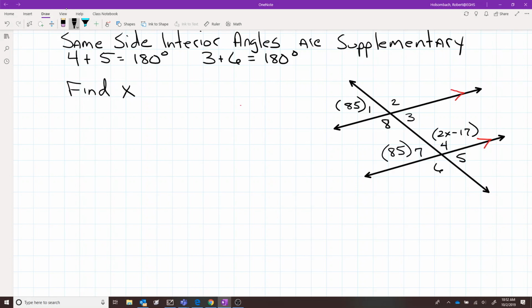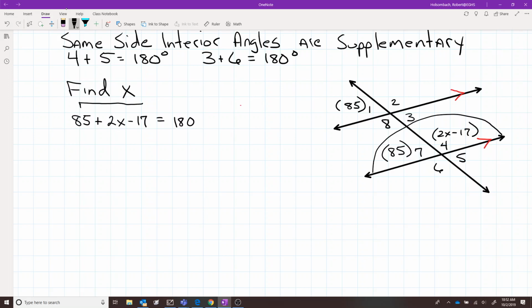And what do these two angles right here form? They form a straight line. They're supplementary. So your setup would be that 85 plus 2x minus 17 is equal to 180. And that's how you're going to find x, or the value of x.